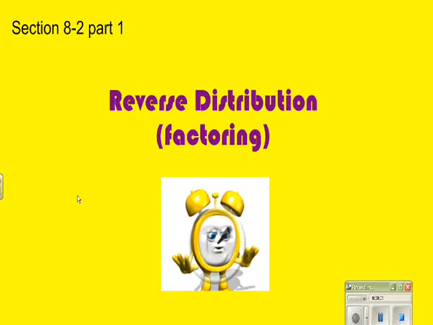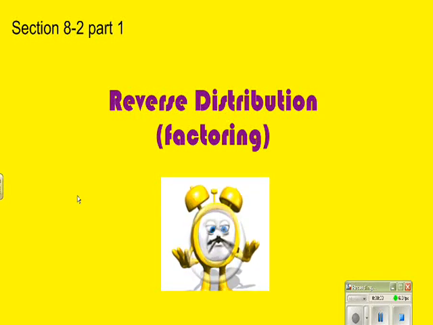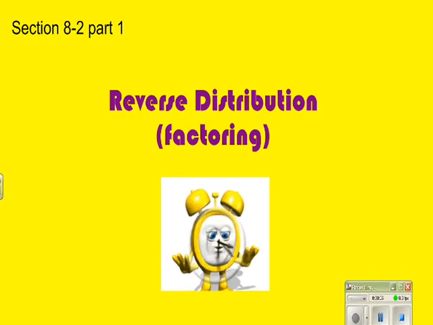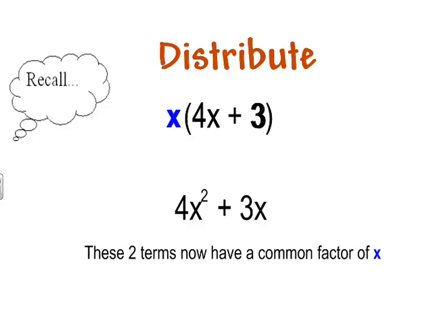Today we're going to talk about factoring, and it's actually reversing distribution. So you'll recall from when we had to distribute, we took this x and multiplied it on the 4x, and we took the x and multiplied it on the 3. So we had 4 times x, which is 4x squared, and x times 3, or 3x.